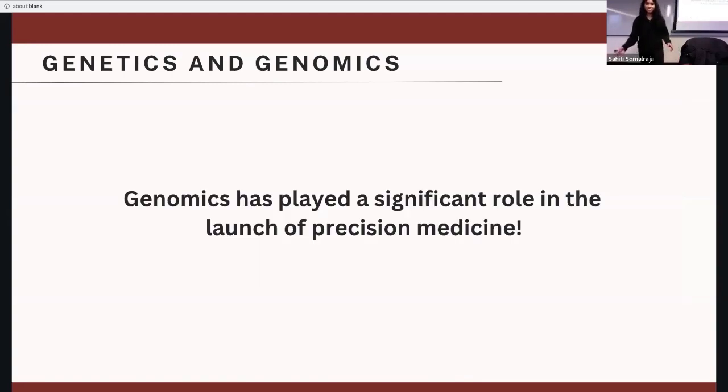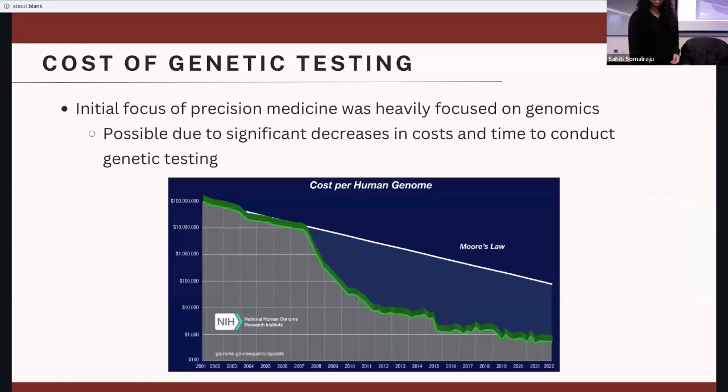So genomics has played a significant role in the launch of precision medicine. Again, just trying to emphasize this: the initial focus of precision medicine was heavily on genomics, mainly due to significant decreases in the cost and time to conduct genetic testing. The graphic below is the cost per human genome over the years. I did want to note that the first genome was sequenced in 2001 and took almost a decade to even get that done.